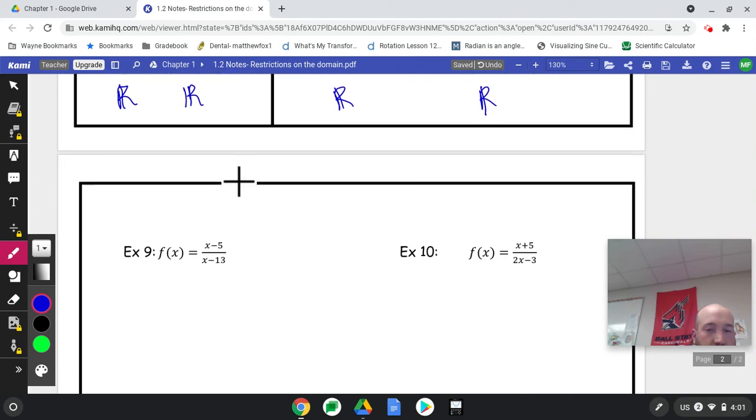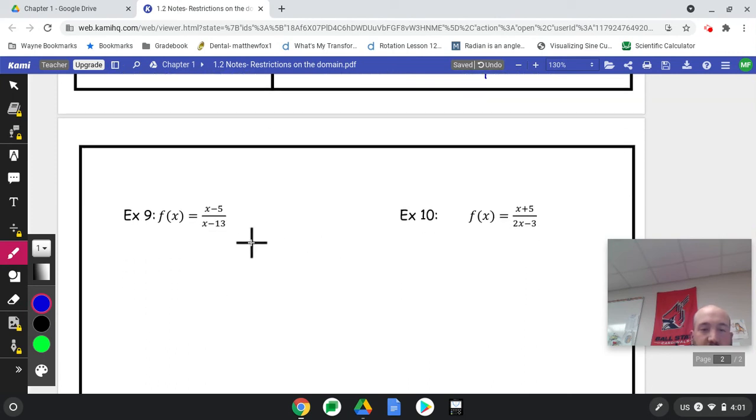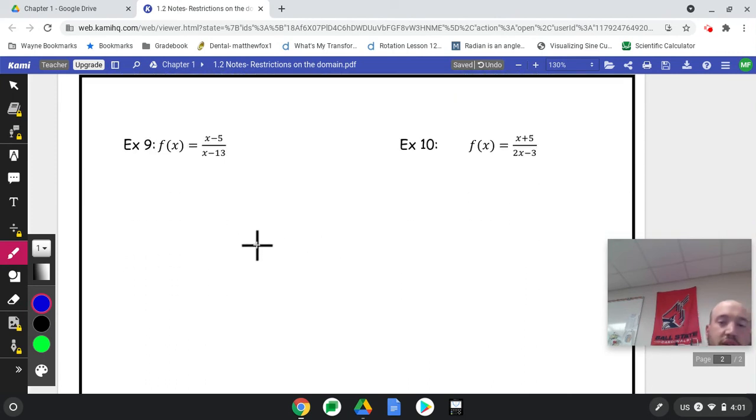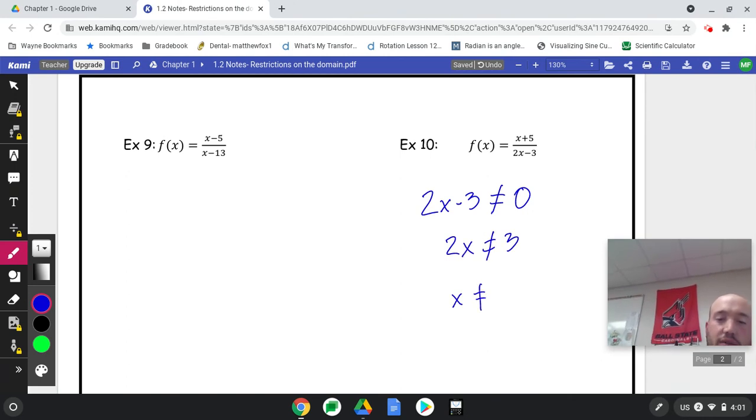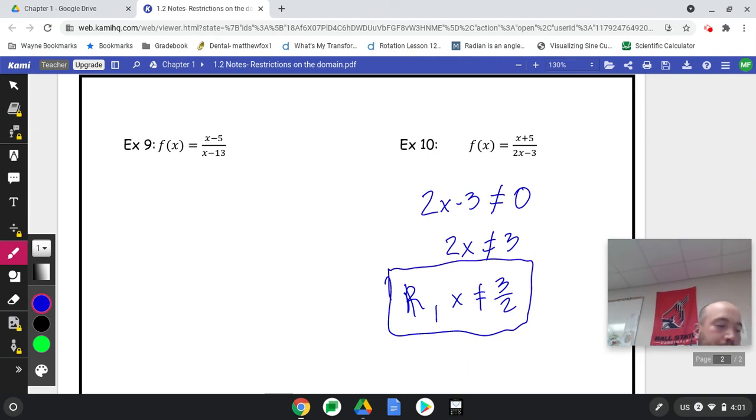On to the next. These are just review. I'm not going to look at 9. It's just like on the front. Number 10 here. All we do, remember, it's denominator, so we set it. It cannot be equal to 0. 2x cannot be equal to 3, which means x cannot be equal to 3 divided by 2. So all reals such that x cannot be equal to 3 divided by 2.